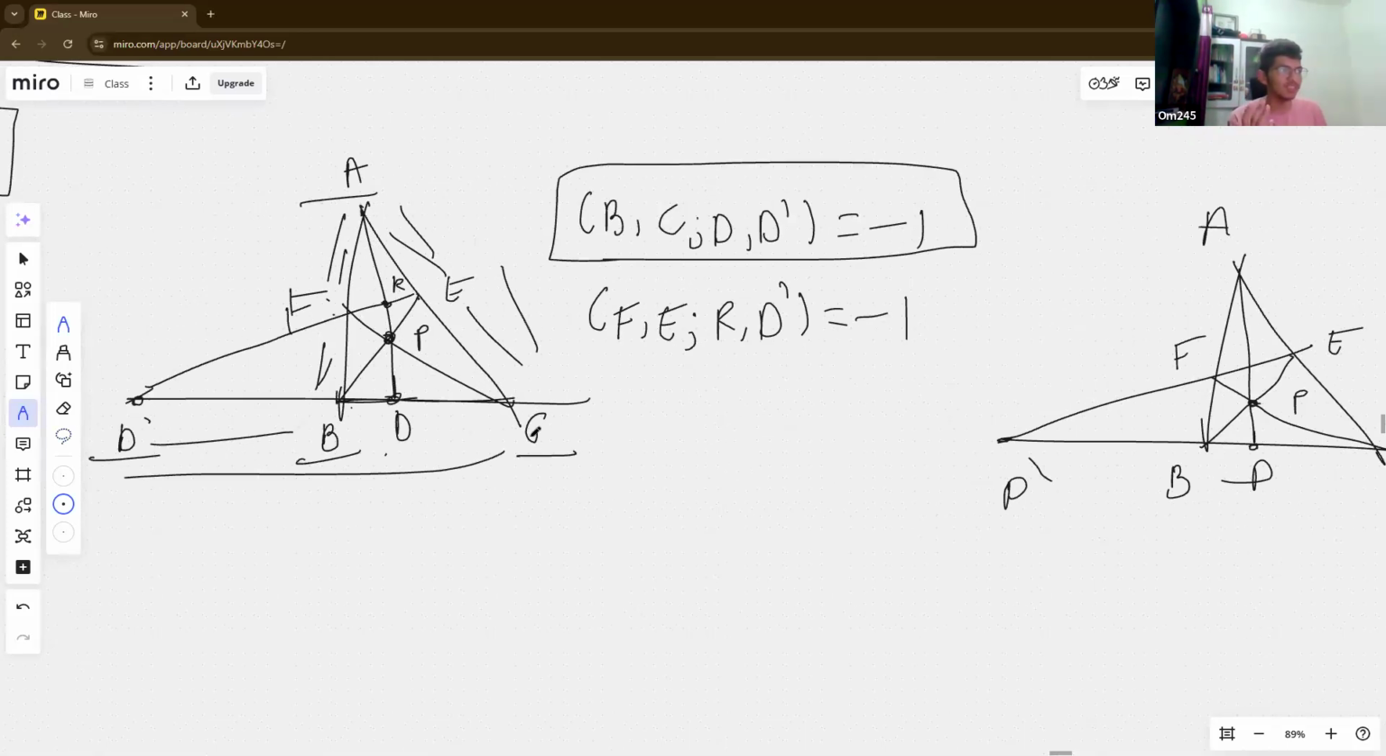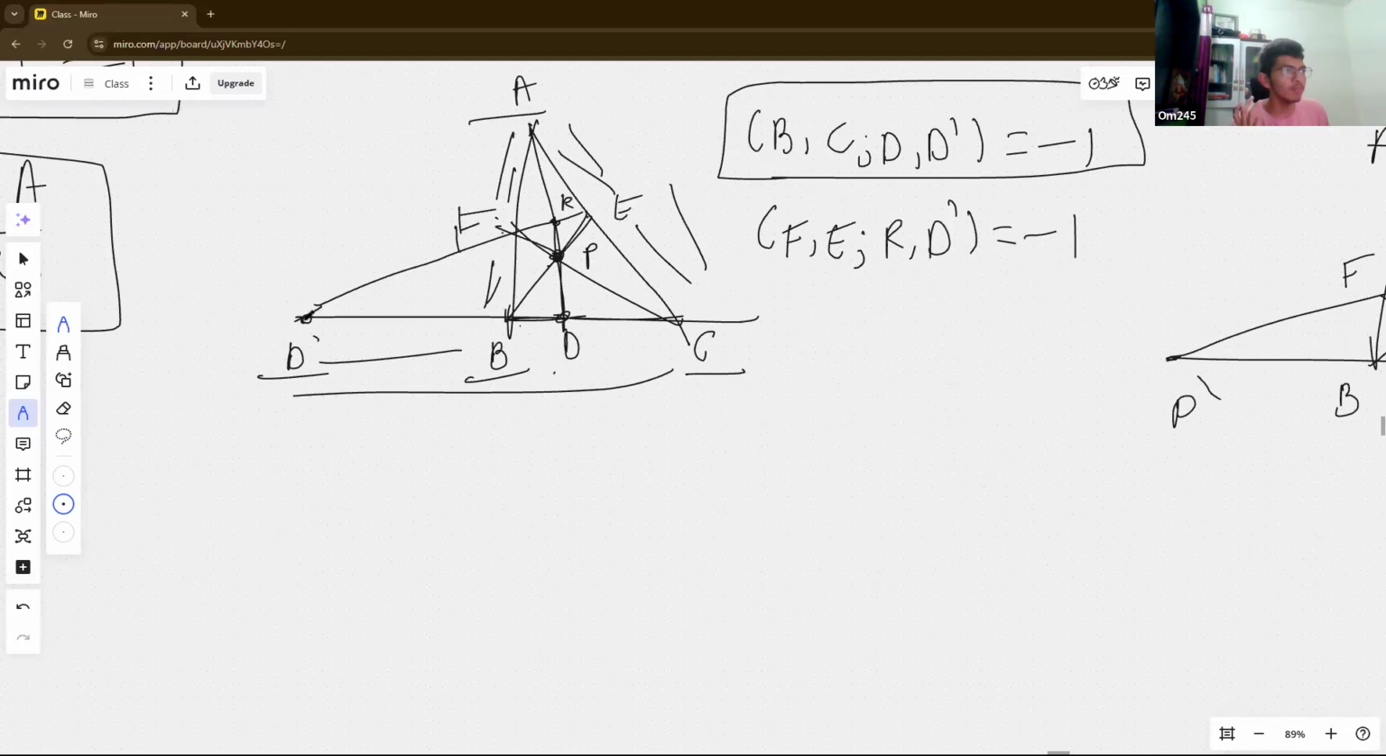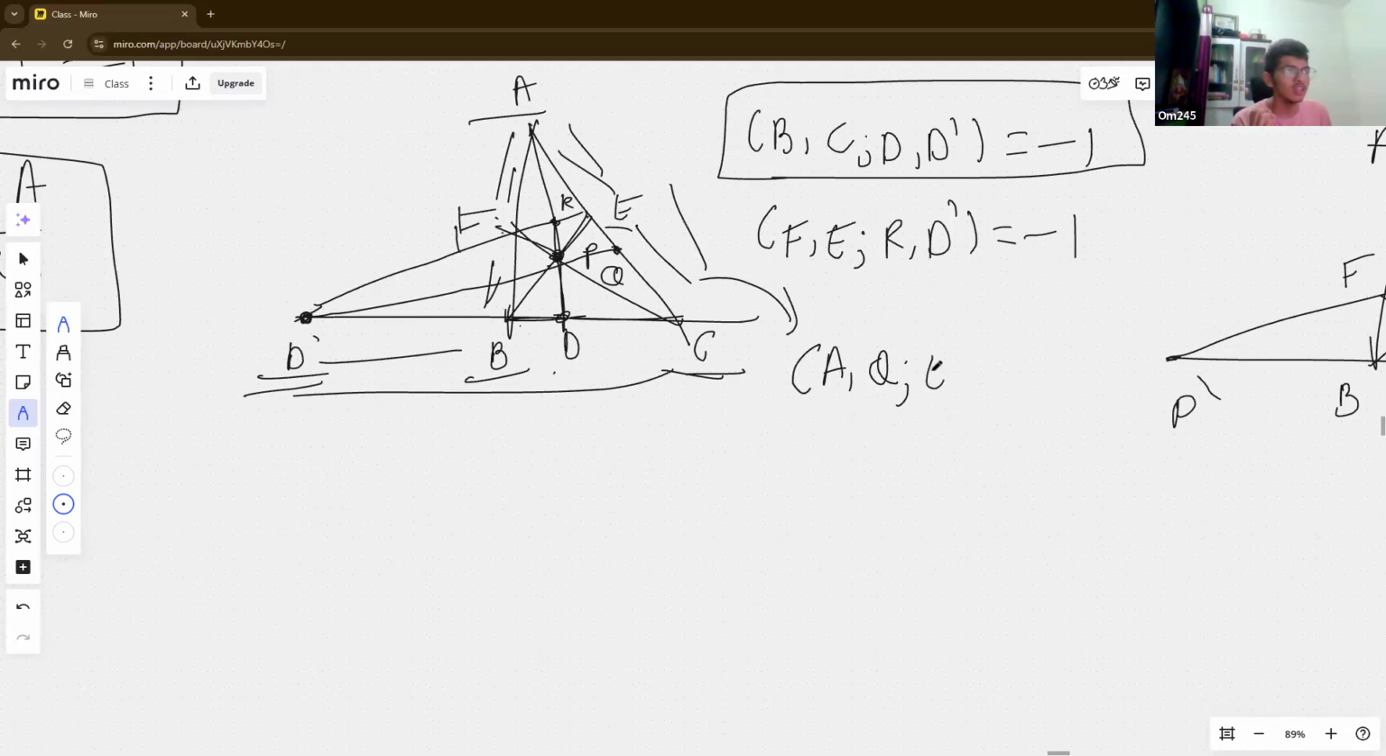This D dash BC is so useful because you can project from P. If you project from P, you get that REF is also harmonic. If you project from A, you can do the same thing with respect to D dash EC. Suppose D dash P intersects here at Q, then you get AQEC harmonic. And there are so many. You can say this intersection is also harmonic. This is also harmonic. This is also harmonic.